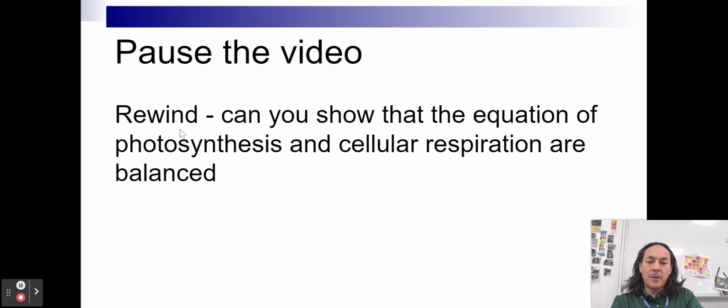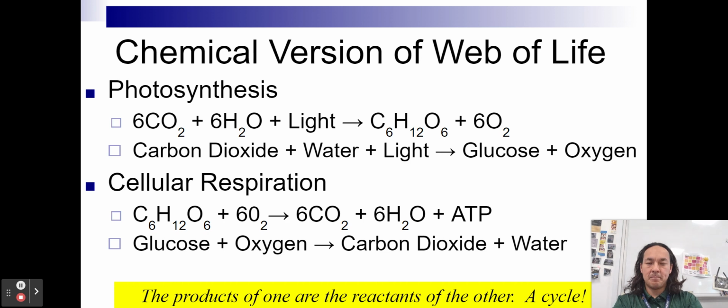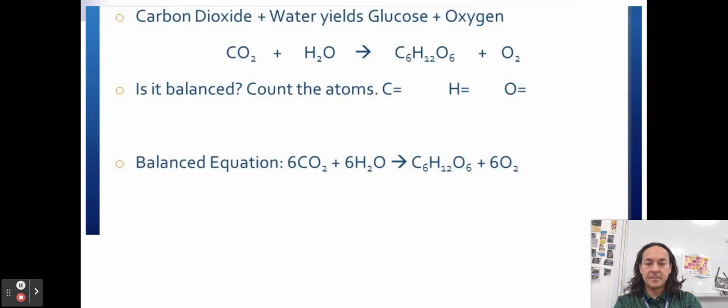Now, can you pause the video, rewind, and show how that equation is balanced? How is this balanced? Go ahead and pause the video. Here we go. Let's check it out. We're going to count the atoms. I only showed this to you once in class, and I did not do a lot of guided practice with it. So let's try it here.